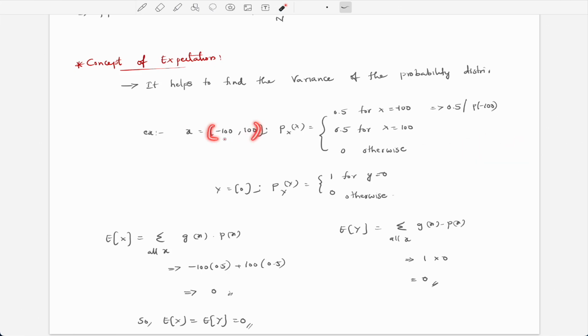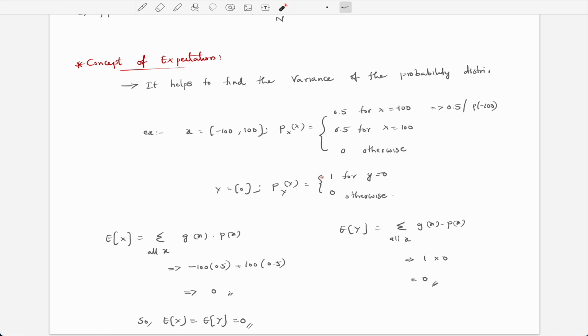So they are two random variables here, which are -100 and 100, meaning there is a 50-50 chance here. So 50% chance for -100 and 50% chance for 100, and 0 otherwise, meaning if they are both not, then it is 0. So we have taken the x value, right? After that we are also taking the y value, which is 0 here. So the probability of y equal to 0 is 1, otherwise it is 0, right? So I hope you understand this.